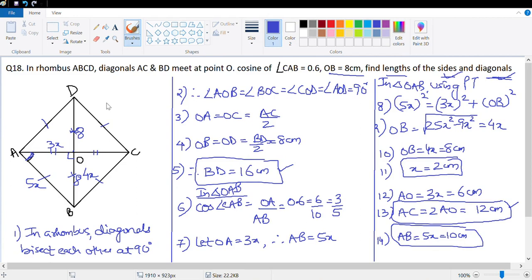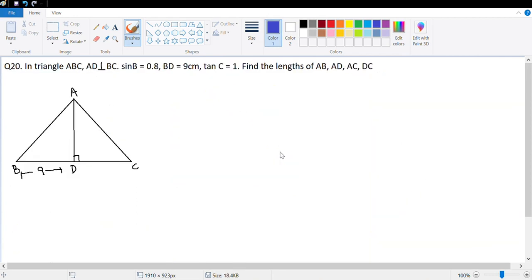Let's look at the next question. The next question that we do is question number 20. In triangle ABC, AD is perpendicular to BC. Diagram not given, so I have already constructed a diagram for our convenience. Yes, AD is perpendicular to BC. Sin B, where we are looking at this reference angle, is equal to 0.8. So sin B would be perpendicular, which is AD, upon hypotenuse, which is AB. This is given equal to 0.8, which is 8 upon 10, which is 4 upon 5.